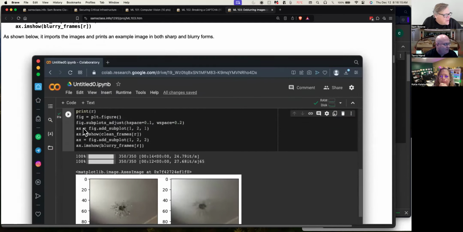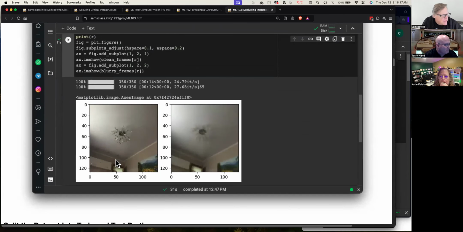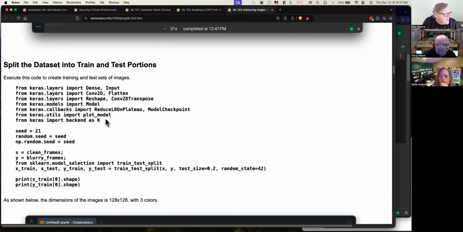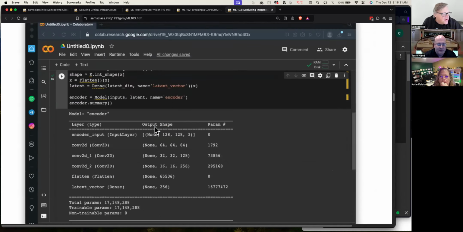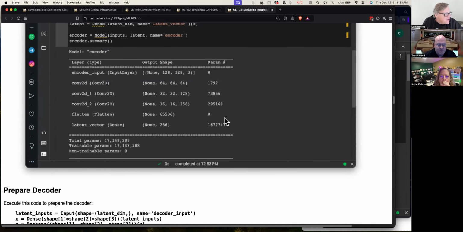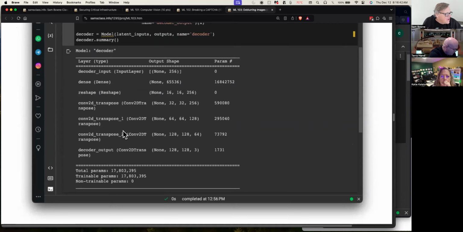We import images. These are images taken with real cameras. Somebody took a few dozen images with a camera and then deliberately put it out of focus so you could practice taking the blur out of it. So you load a bunch of these images and you train it to de-blur the image, starting with images where you know what the de-blurred image is. And this has 17 million parameters in this model because it's taking full color real photographs and de-blurring them. So you train the model.